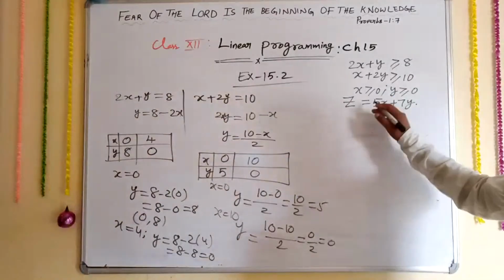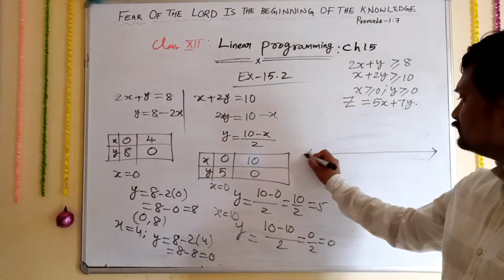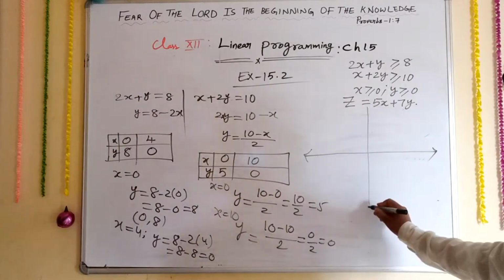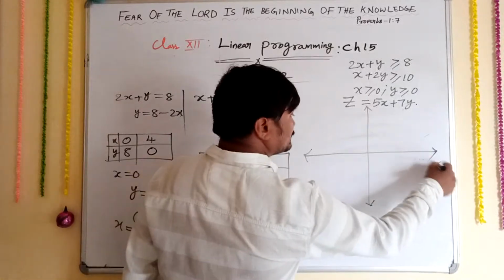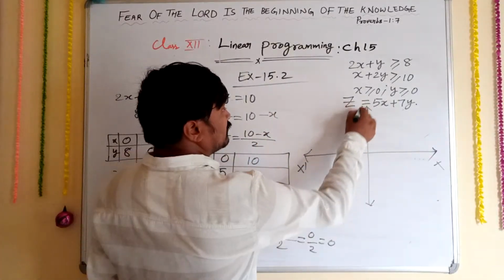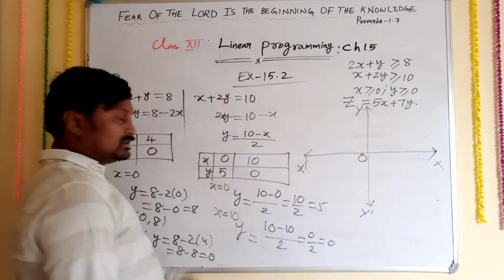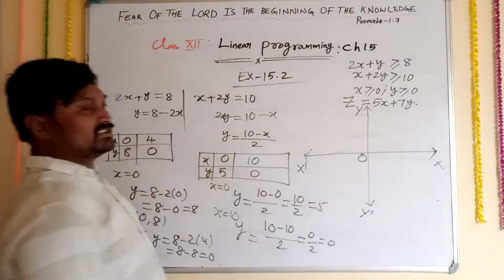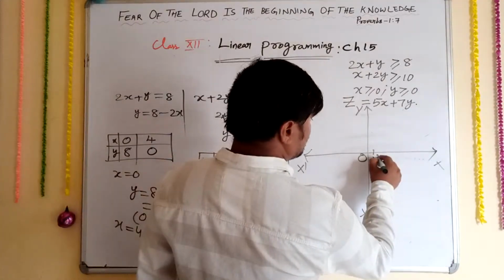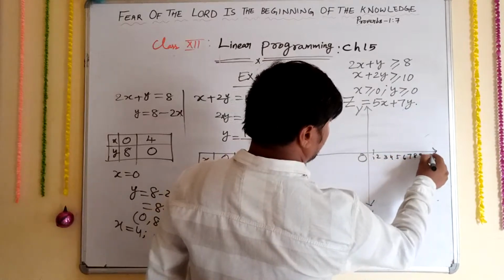So let me draw the graph here itself. I'm drawing here: x, x dash, y, y dash, and o as the origin. Now the highest x value is 10, so right here, 1, 2, 3, 4, 5, 6, 7, 8, 9, 10.